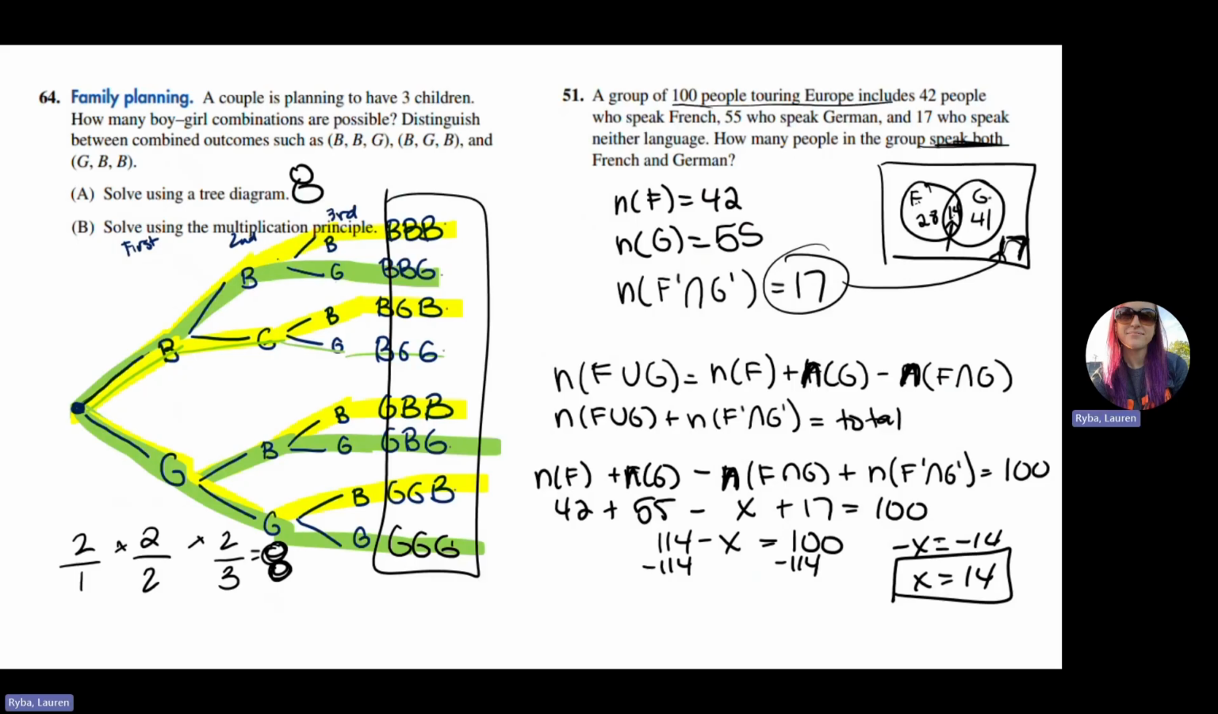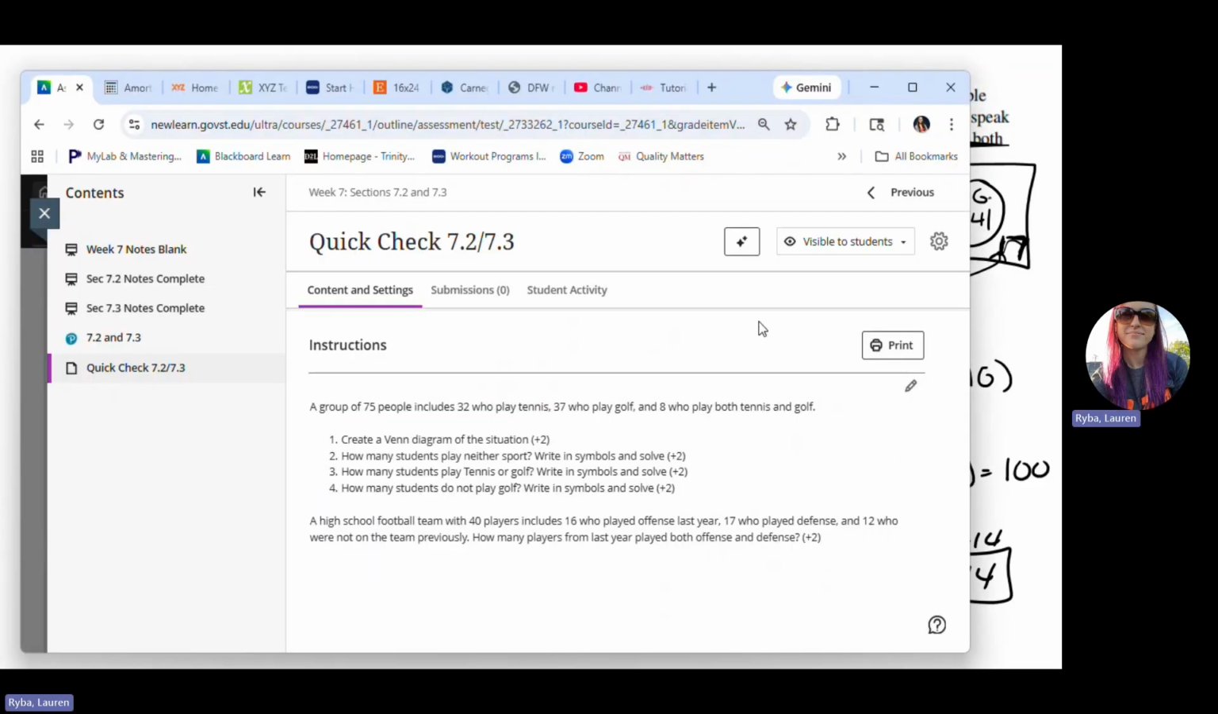Quick quiz for today. It is 2 questions. And make sure you follow all the parts. Says a group of 75 people includes 32 who play tennis, 37 who play golf, and 8 who play both. So number 1 is create the Venn diagram of the situation. The next 3 are how many questions.